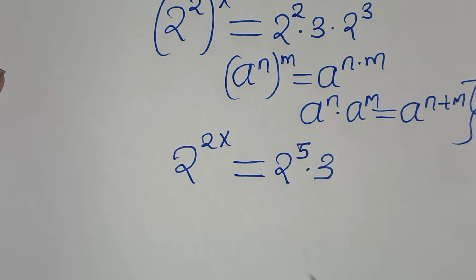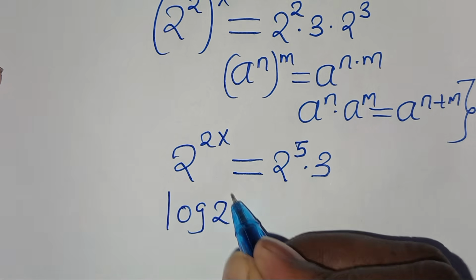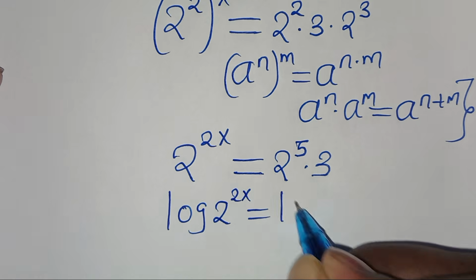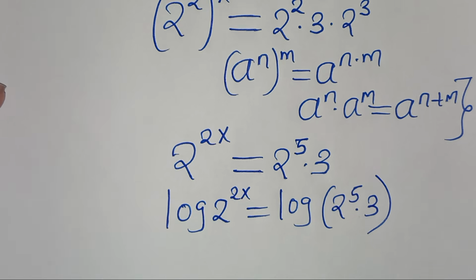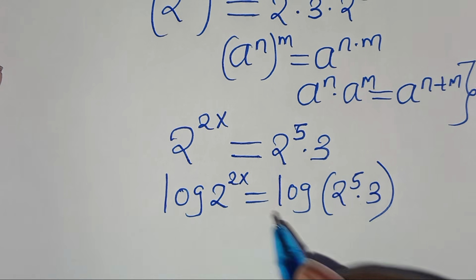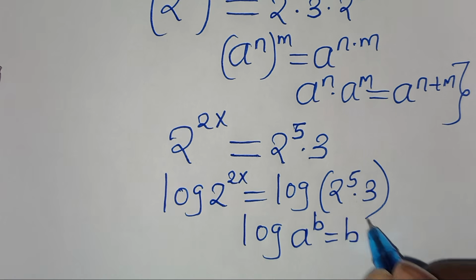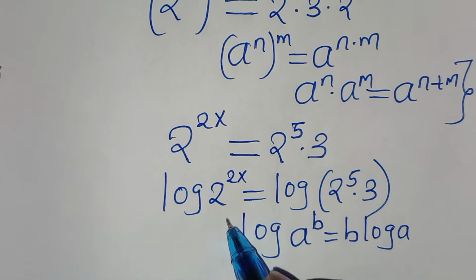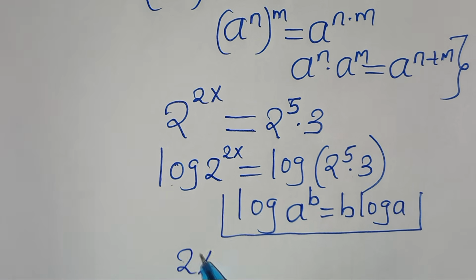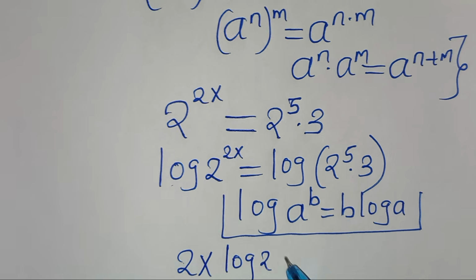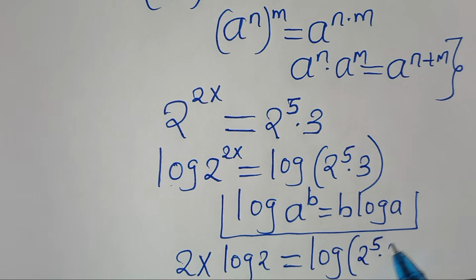The next step, to solve for the value of x, is to introduce logarithm on both sides. We have log 2 to the power of 2x. This is equal to log 2 to the power of 5 multiplied by 3. Now, log 2 to the power of 2x is in the form of log a to the power of b, which we can express as b log a. Applying this power log property, we have log 2 to the power of 2x as 2x log 2. This is equal to log 2 to the power of 5 multiplied by 3.